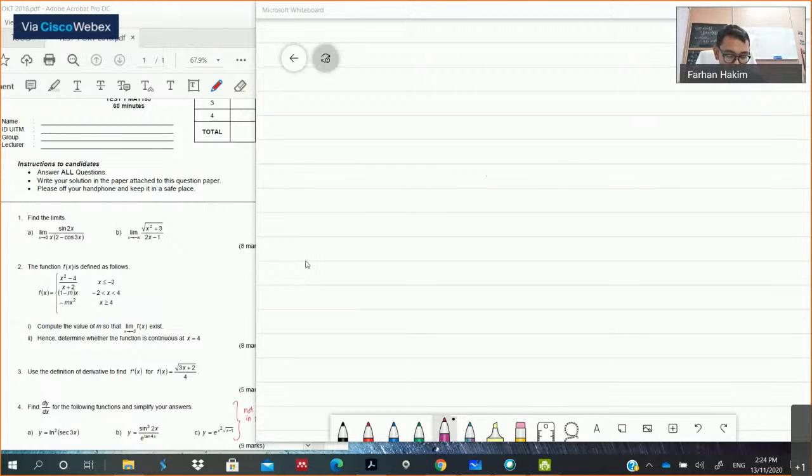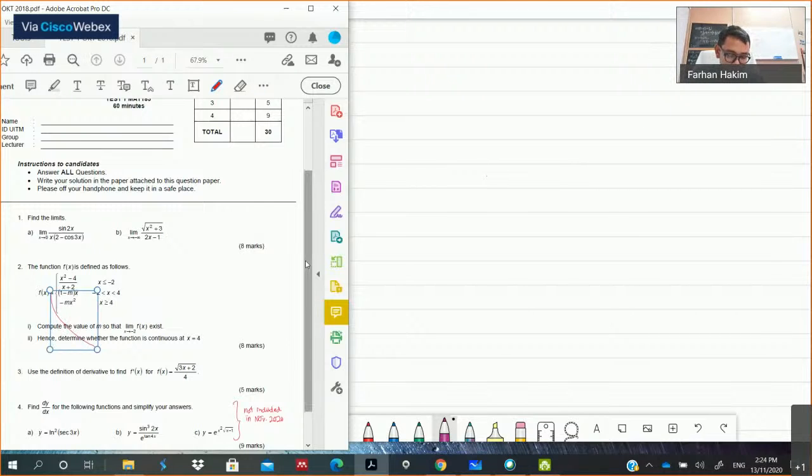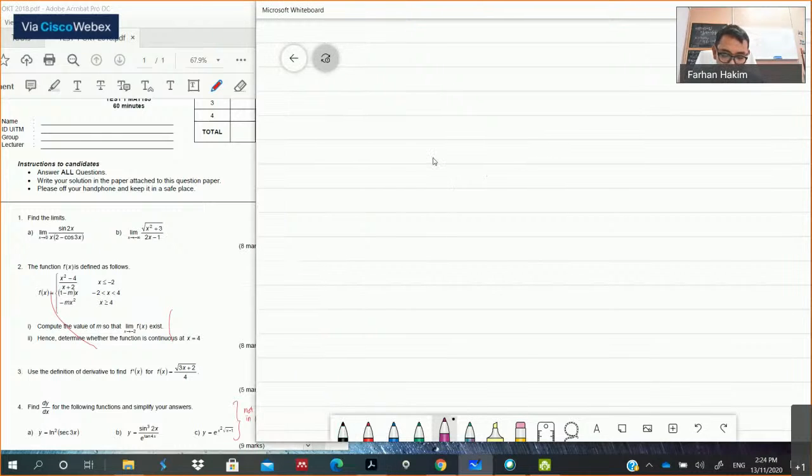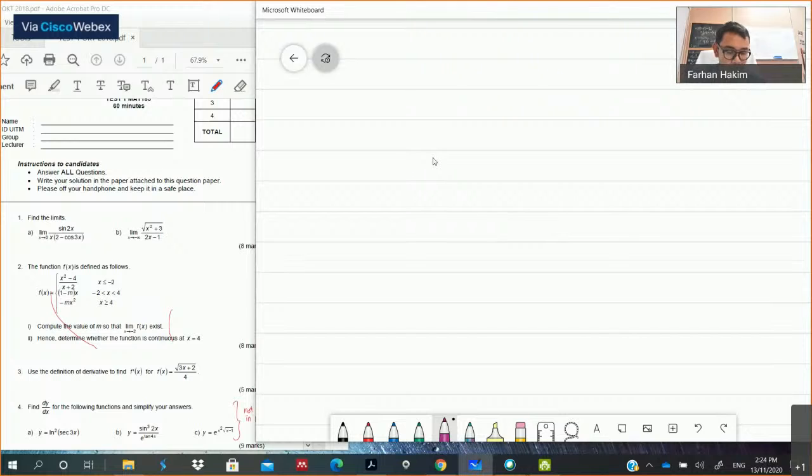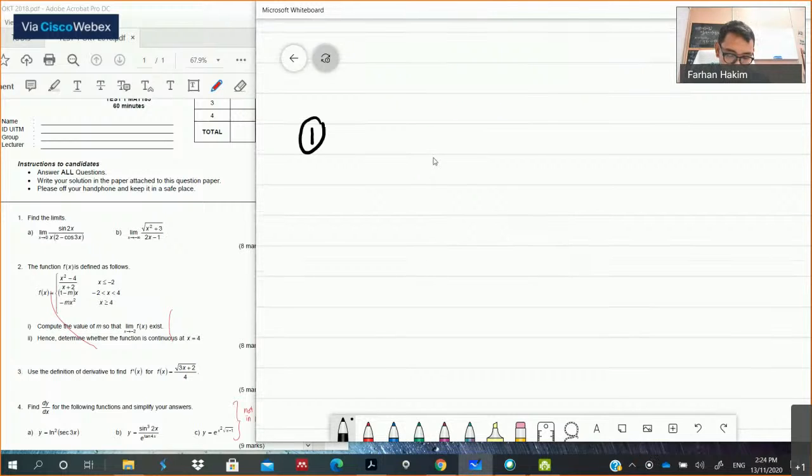Right, so we are given a limit. All right, question number one. We have the limit as x approaching 0 of sine of 2x over x, times 2 minus cos 3x.